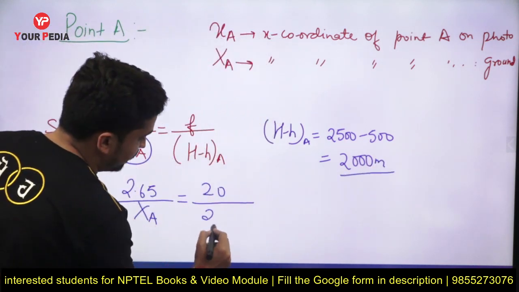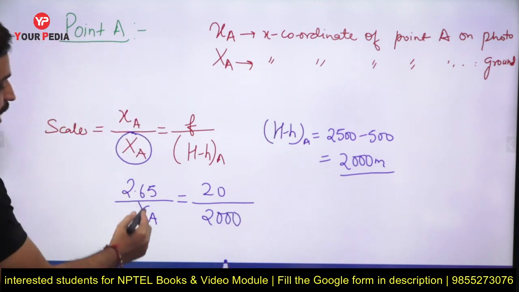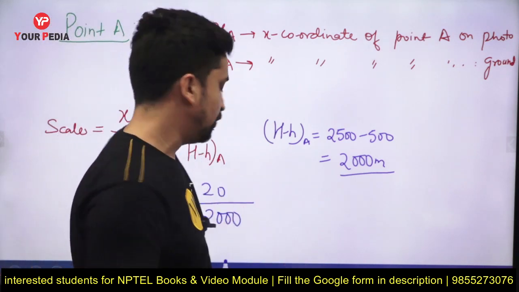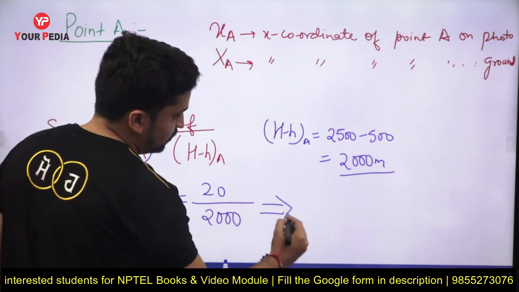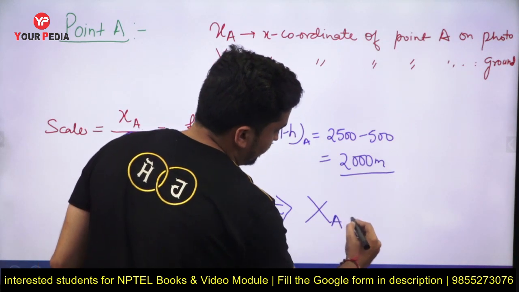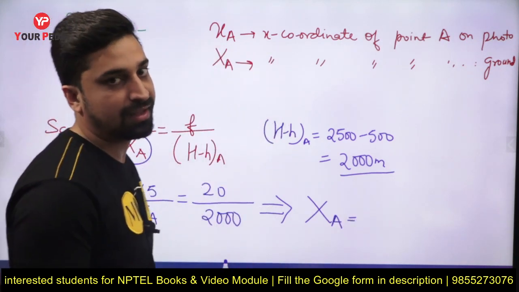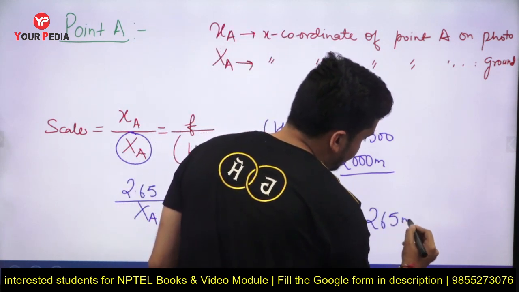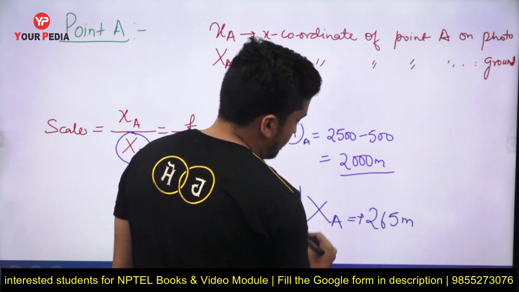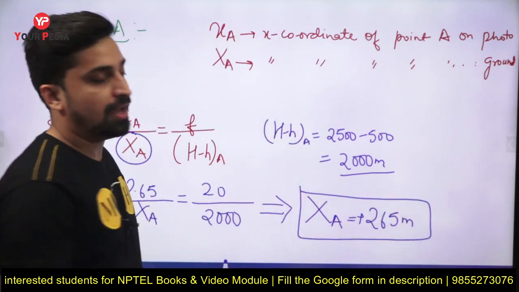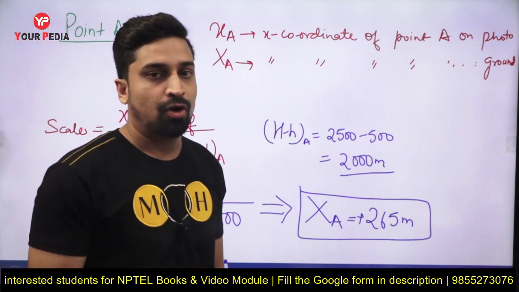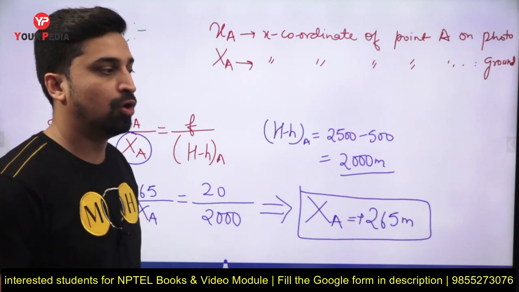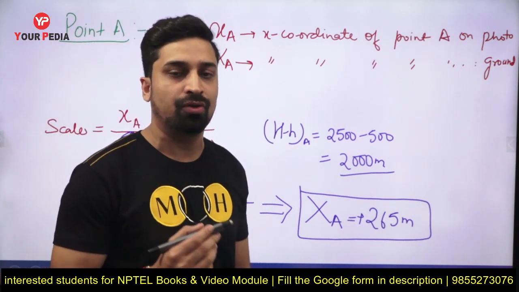Substitute here and you will get the value. Now find the value of capital XA, which will be the x coordinate of point A on the ground. On solving this, you will get capital XA, the x coordinate of point A on the ground, as 265 meters, and this is positive. So now we have calculated the x coordinate of point A on the ground. Now all we need to do is calculate the y coordinate of point A on the ground, along with the x and y coordinates of point B on the ground.